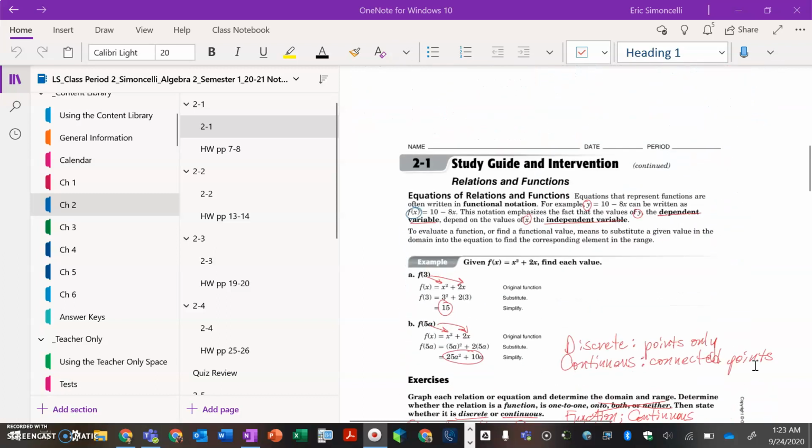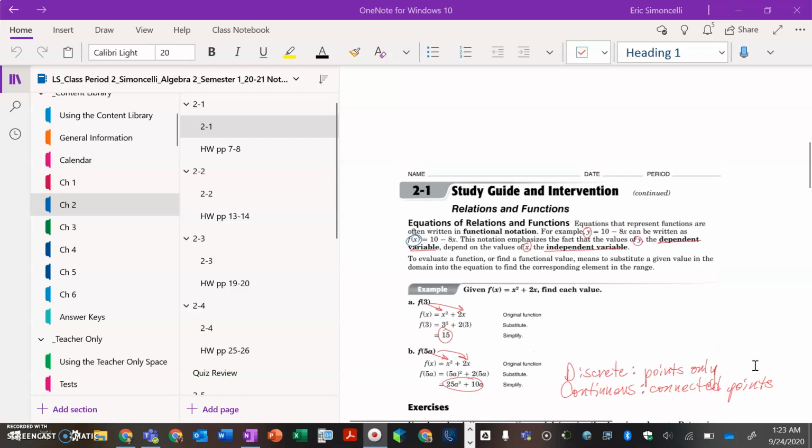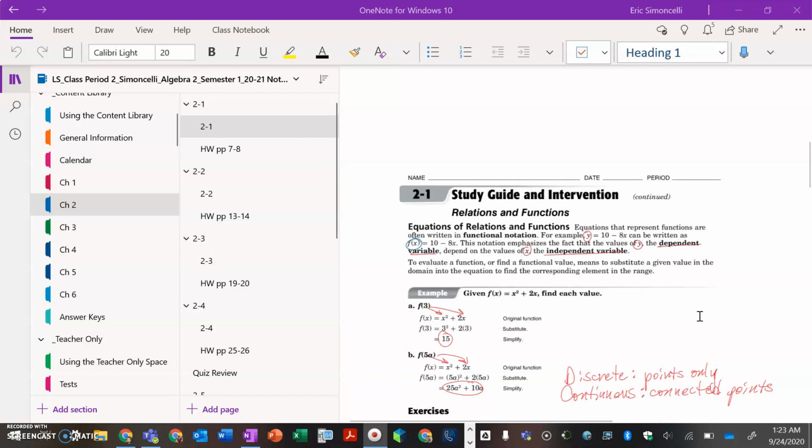Let's take a look. I will highlight just the example on this page, and we'll continue on to begin a little bit from section 2.2 as well. So it's a combination of 2.1 and 2.2 here today. Equations of relations and functions.